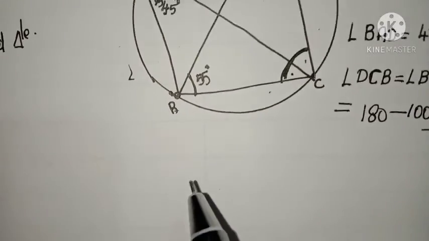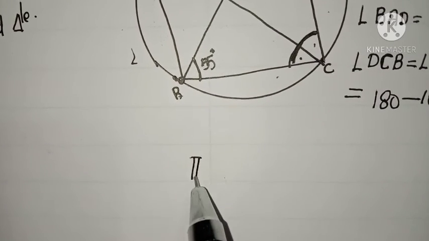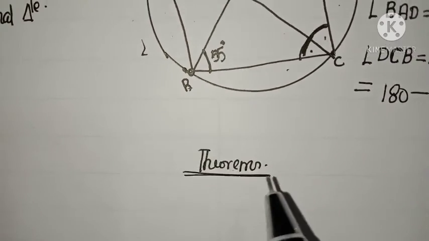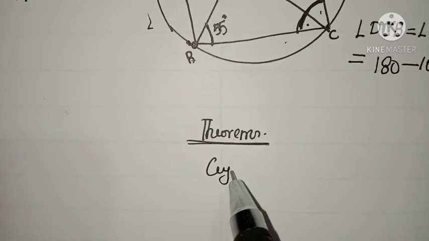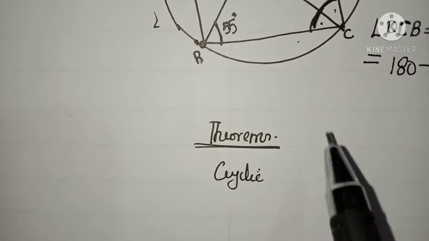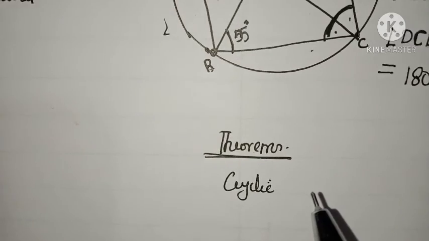Listen children, you have to study all the theorems. It's very important. Then cyclic quadrilaterals. Go through the examples and exercise questions given in the textbook, and also go through some extra questions.